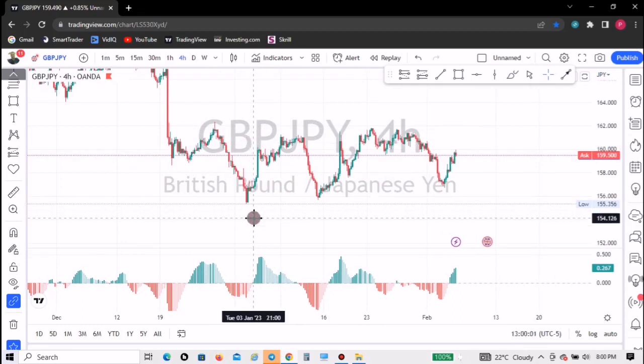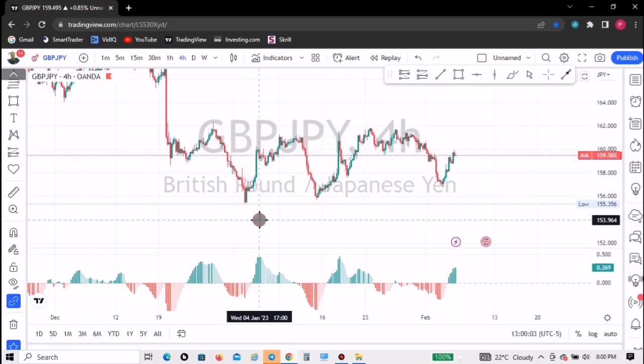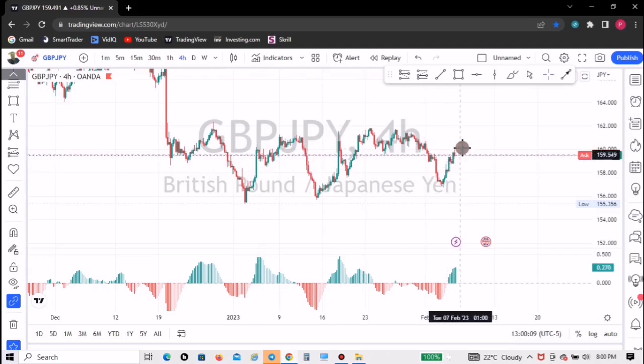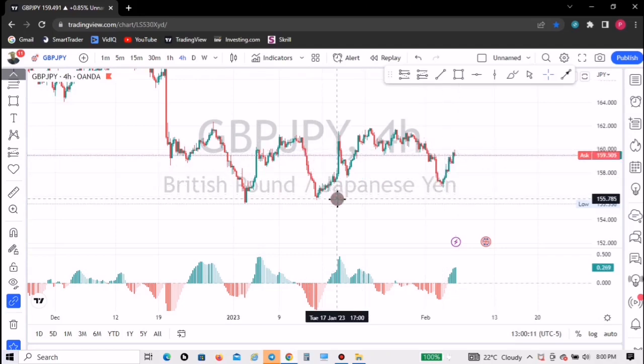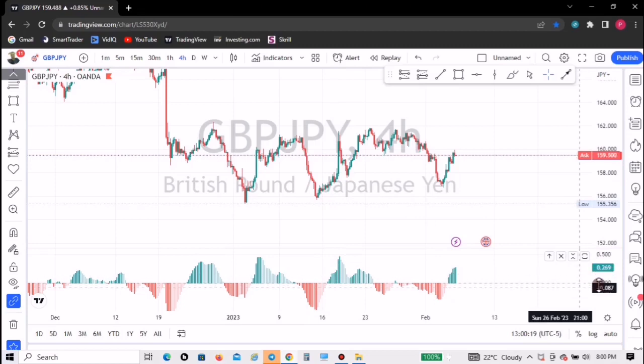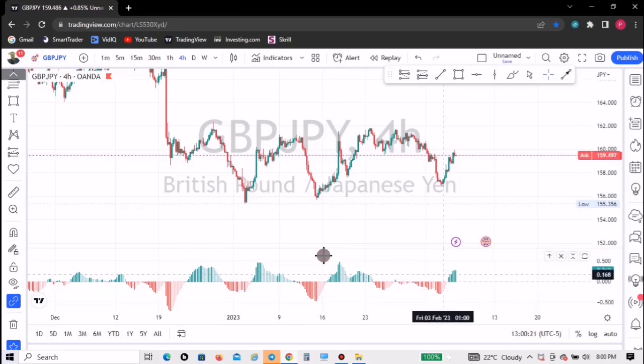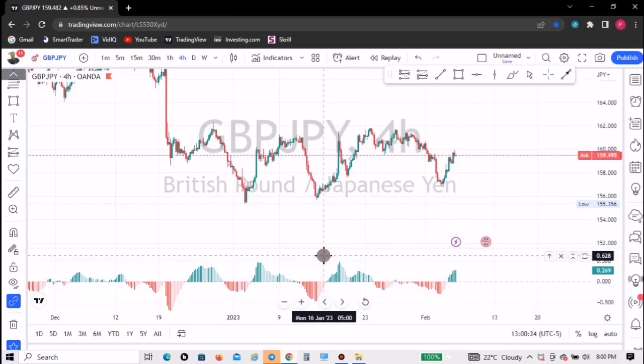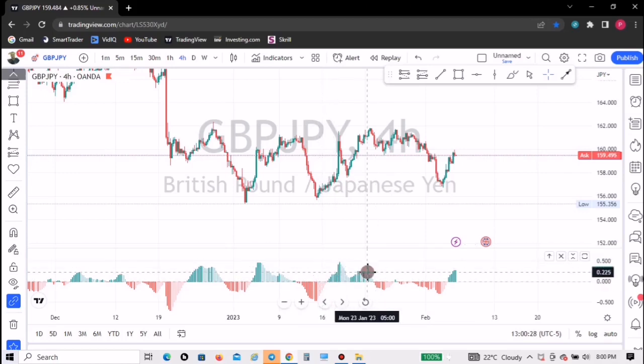So please practice this, log into your trading platform and try to identify these important levels and teach yourself how to do this. I just wanted to make a quick video to open your mind that you don't really need to have complicated indicators. An indicator as simple as the MACD can help you a lot.